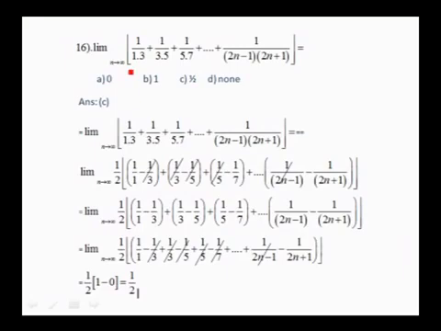Limit n tends to infinity of 1 over 1 into 3, 1 over 3 into 5, 1 over 5 into 7, et cetera. See, write the term inside as half and separate 1 by 3, 1 by 1. So it is 1 over 1 minus 1 over 3, if you take the LCM you get 2. Here also if you take the LCM you get 2. LCM 2. So I rewrite these things as 1 over 1 by 3 minus 1 by 5, 1 over 5 minus 1 by 7, lastly 1 over 2n minus 1 minus 1 over 2n plus 1.